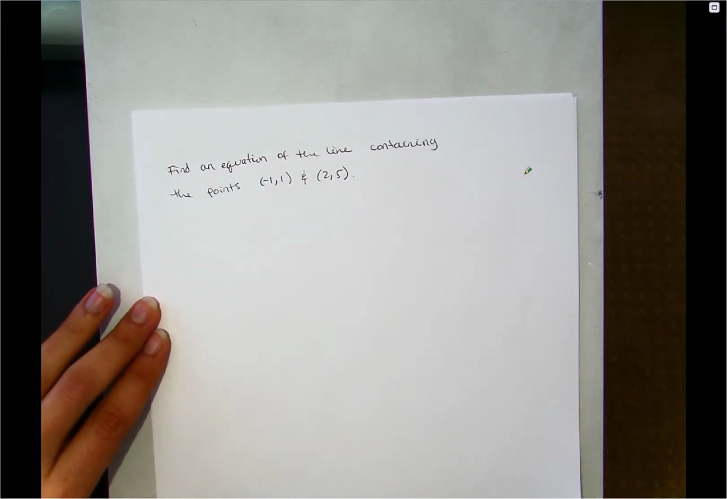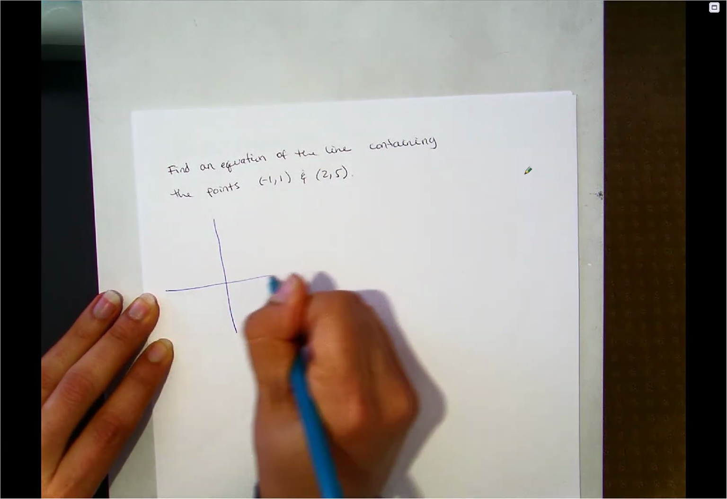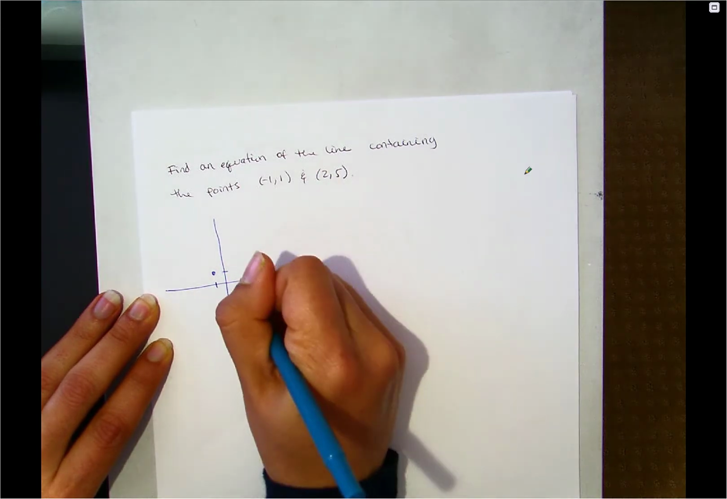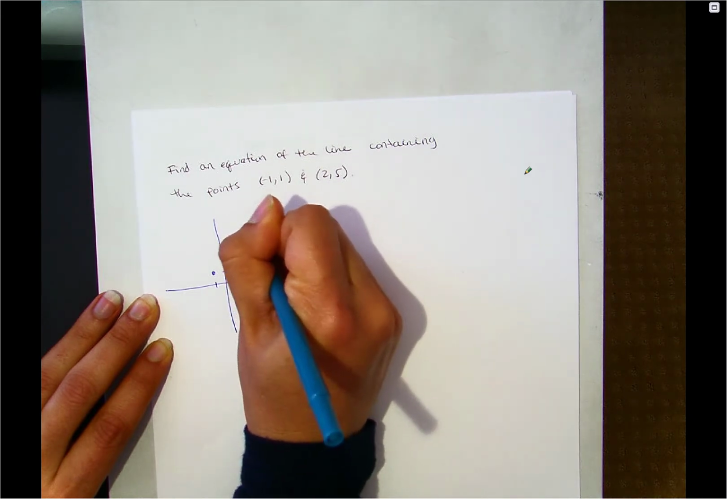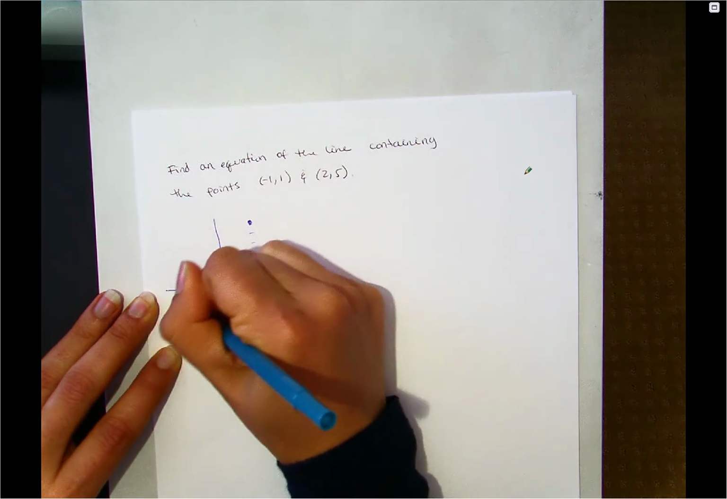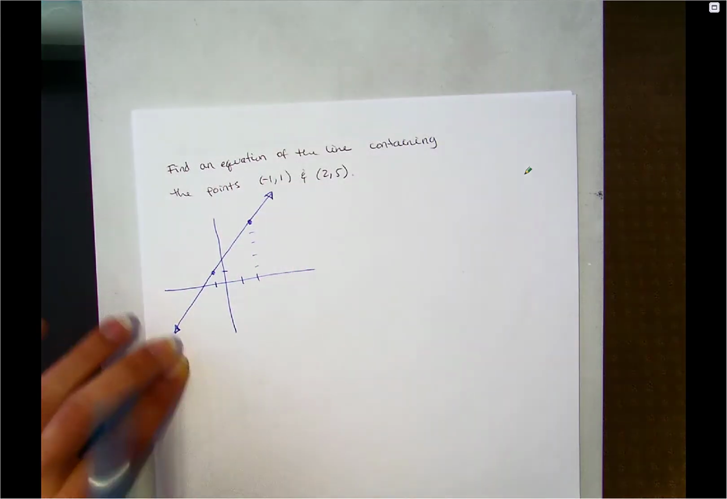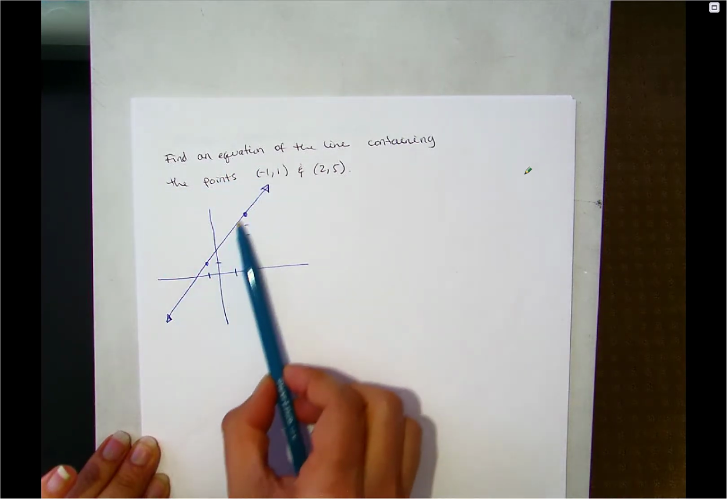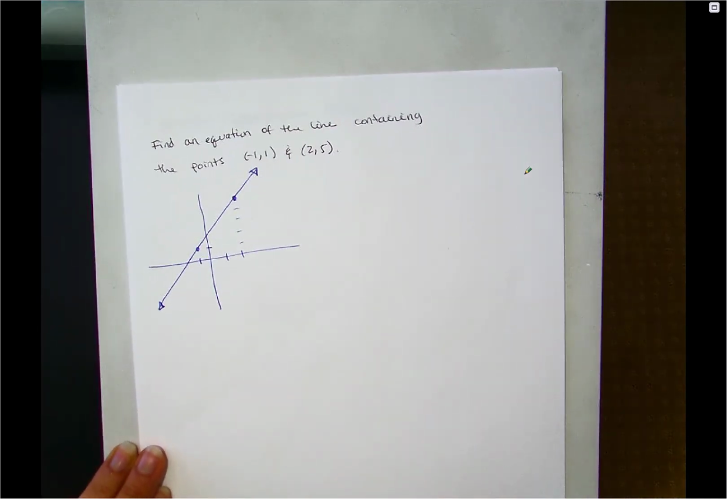What if we don't have the y-intercept? Find an equation of the line containing these points, and again we can quickly graph it. x is -1, y is 1, and (2, 5): 1, 2, 3, 4, 5. I usually like to graph my lines just so that I know what kind of slope I should get. As I look at it from left to right, what is this line doing? The y values are increasing, so I should see a positive slope. If I don't get a positive slope, I need to be concerned.